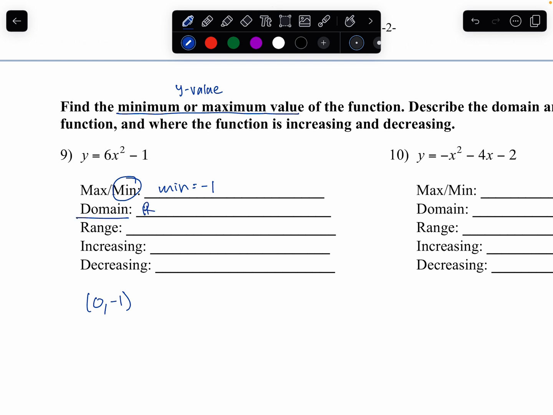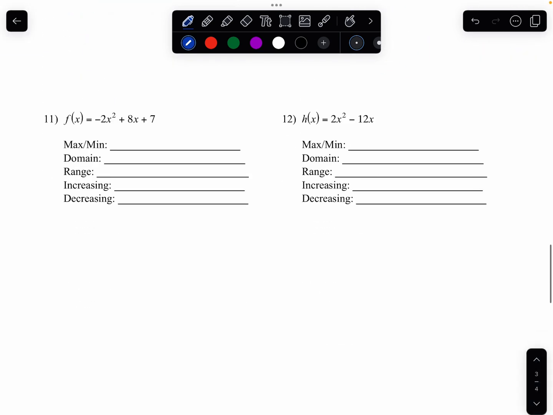That's the case for all quadratics. So this is a quadratic. Domain is all real numbers. This is a quadratic. Domain is all real numbers.